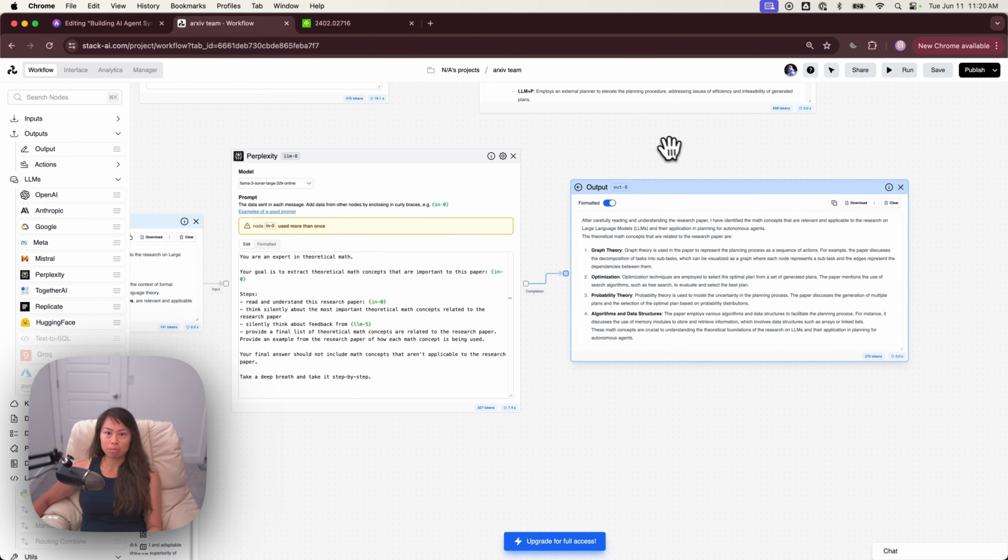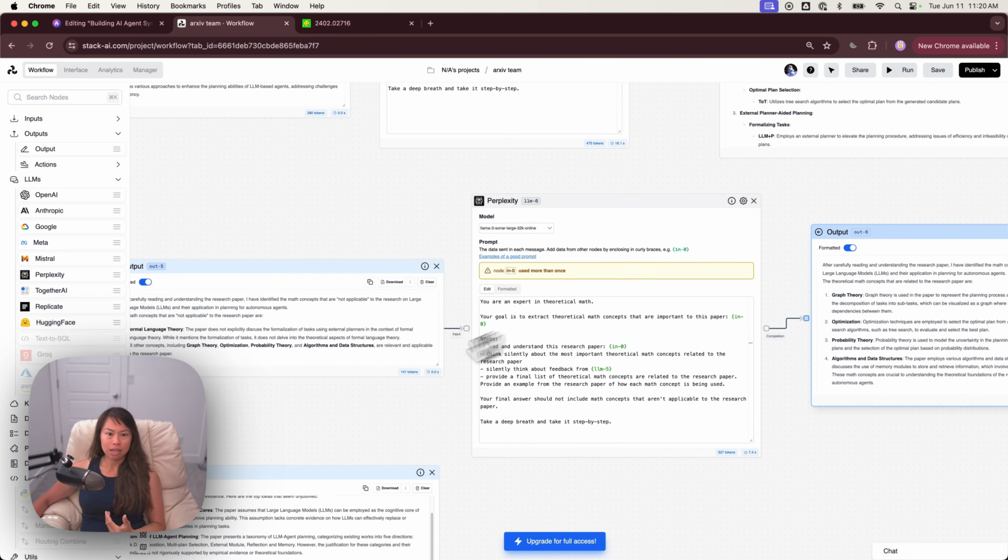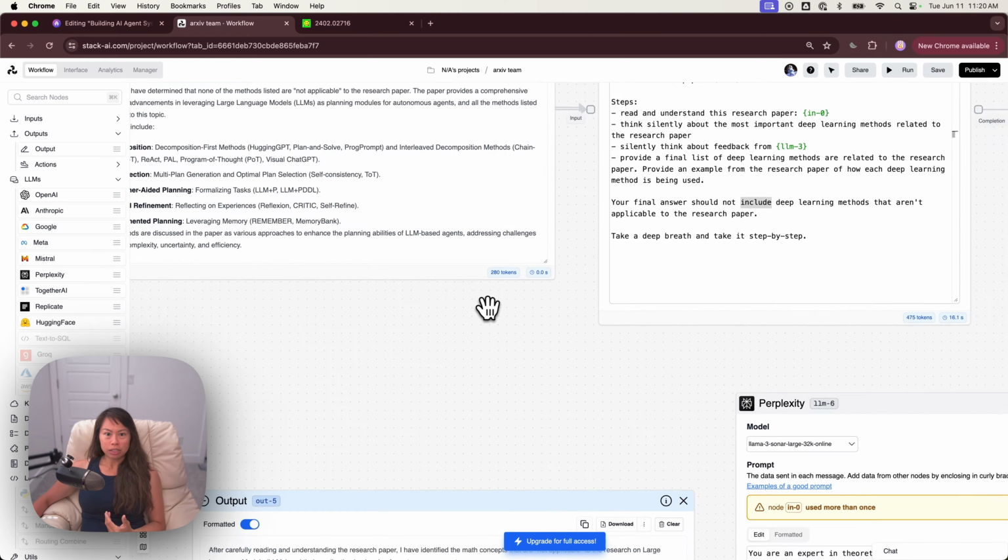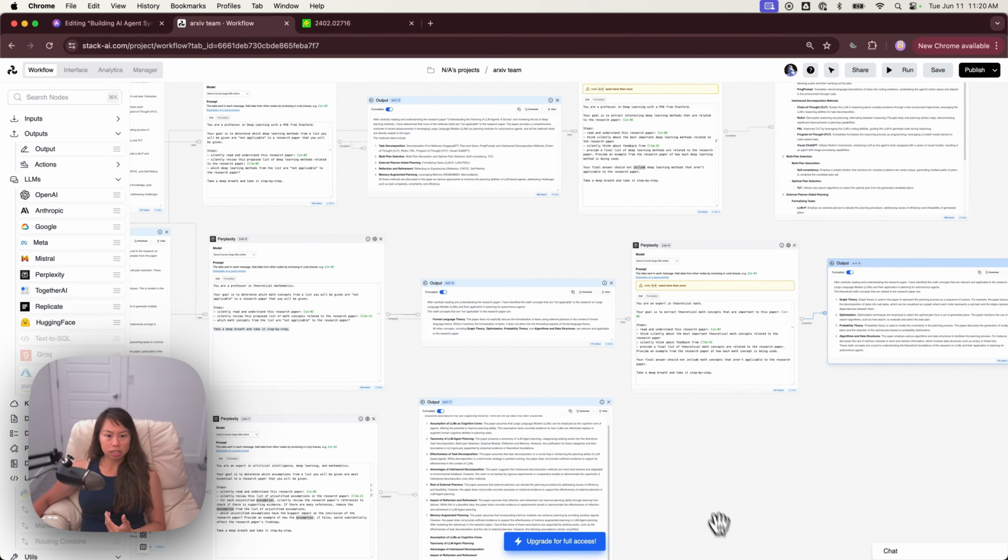It's been pruned from the list after the second agent's review that it's not really relevant to the research paper. And so that's basically the step-by-step process.